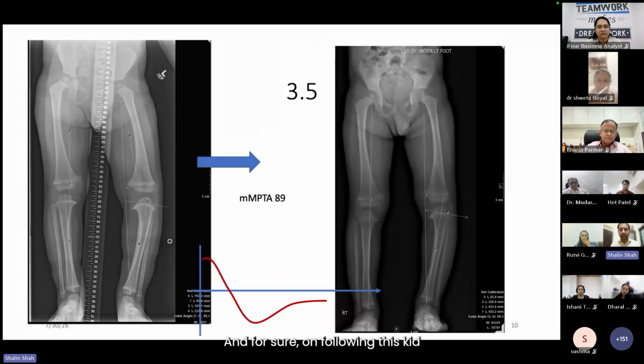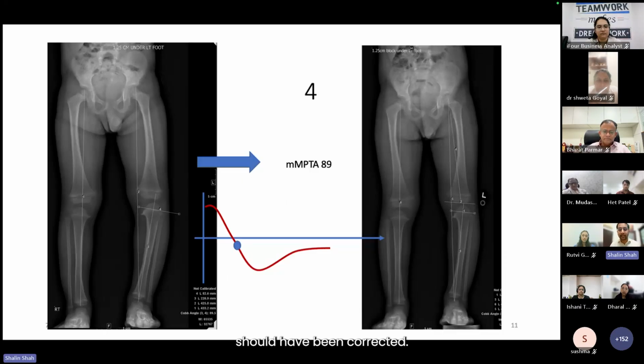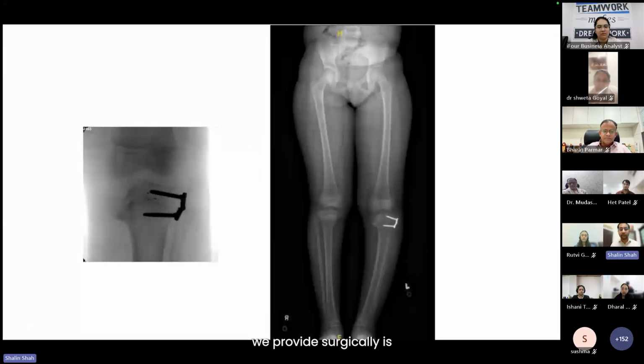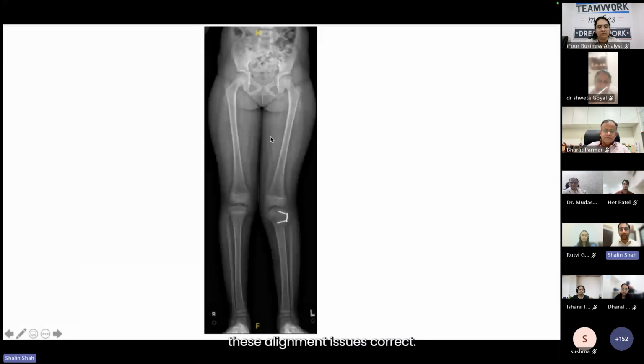And for sure, on following this kid up, the varus remains. So at around 3.5 to 4 years of age, when most of the varus should have been corrected, and 4 years of age is when you have peak valgus, the kid still has varus coming from the proximal tibia, and that's when we go and treat these kids. The treatment we provide surgically is we stop the growth on the lateral side, which allows the medial side to grow, and then gradually these alignment issues correct because of the tether which happens temporarily on the lateral side, what we call growth modulation.